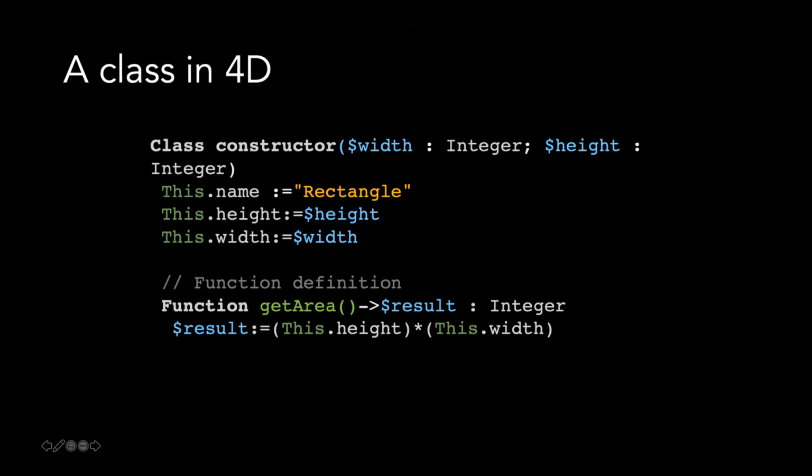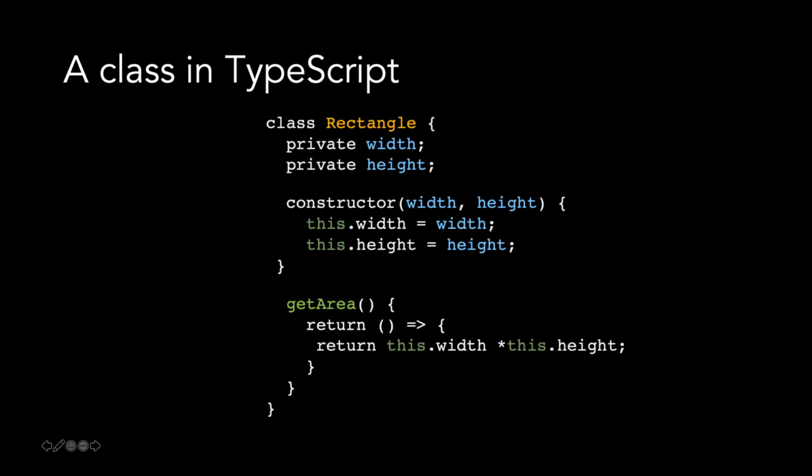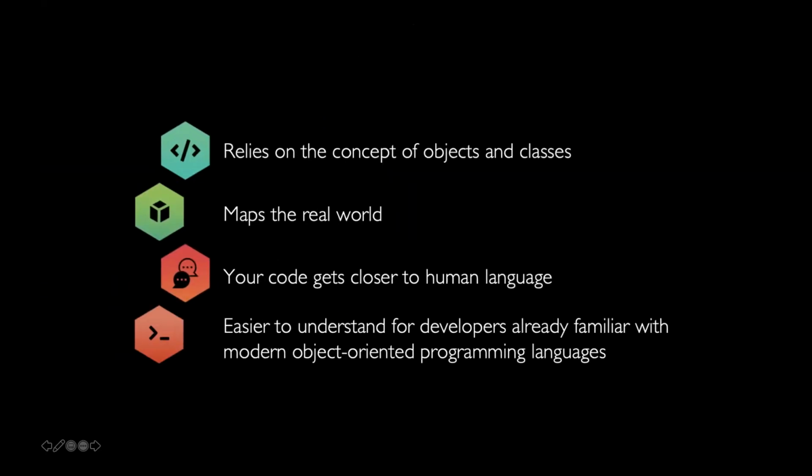As you can see, object-oriented programming relies on the concept of classes and objects, which makes it very close to other programming languages. Here you can see a class in 4D that is similar to a class in JavaScript and TypeScript. Object-oriented programming allowed us to push the 4D language far beyond what was previously possible, to promise greater productivity, better code quality, and lower maintenance costs.